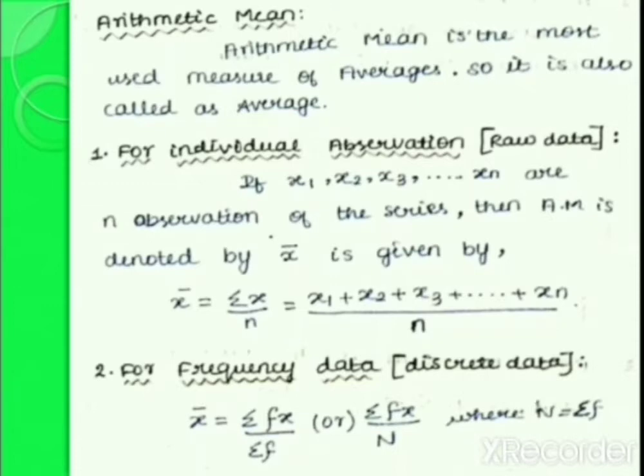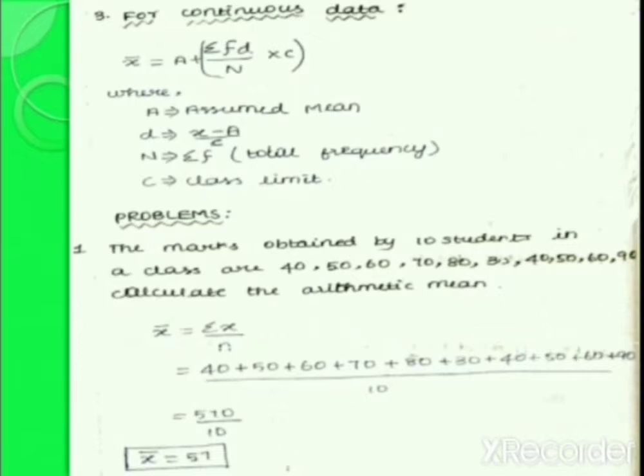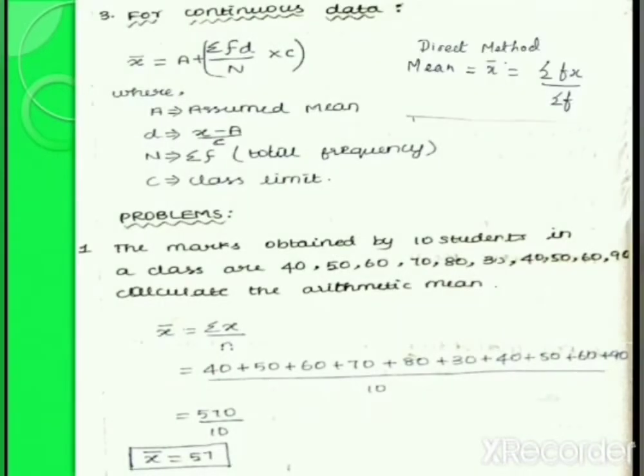Here f is our frequency. This formula can also be written as summation fx divided by capital N. Here capital N is equal to summation f, which is total frequency. For continuous data, x bar is equal to a plus summation fd divided by N into c, where a is assumed mean, d is equal to x minus a by c, N is total frequency or summation f, c is class limit. In continuous data, the above formula is the step deviation method formula.